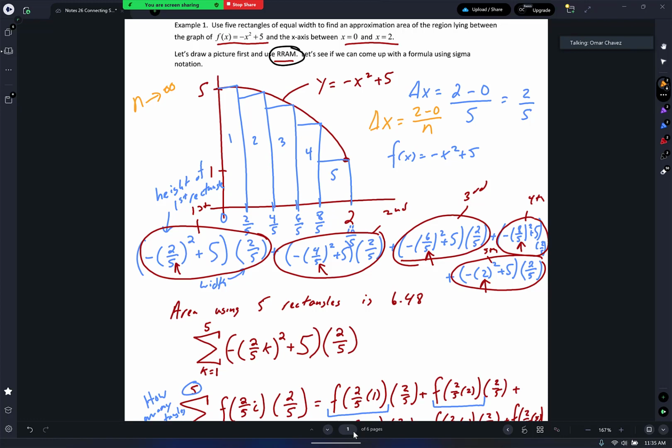And I have to introduce another letter. n means that I want the number of rectangles to approach infinity, and k stands for the kth rectangle. Isn't n just the number of rectangles? Why can't you just use n? You're right. But I want to number my rectangles, like the first rectangle, the second, the third, and I'm using the letter k for that. And I'm using the letter n just to mean infinity.